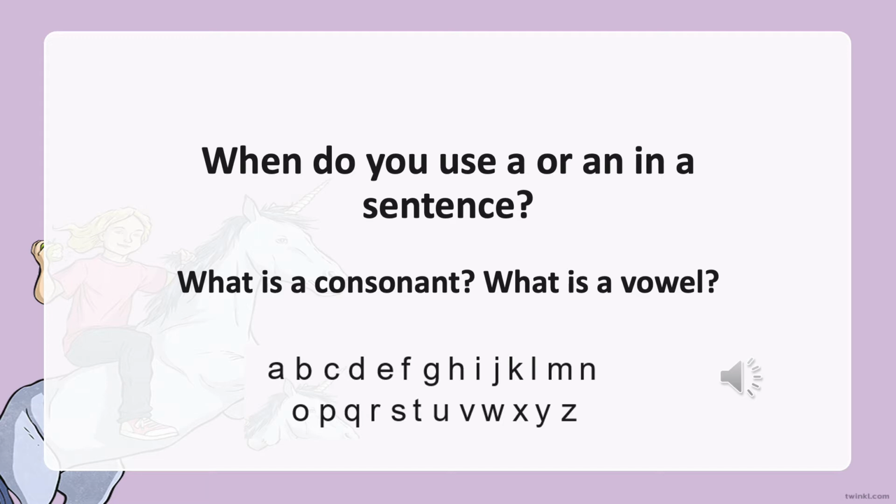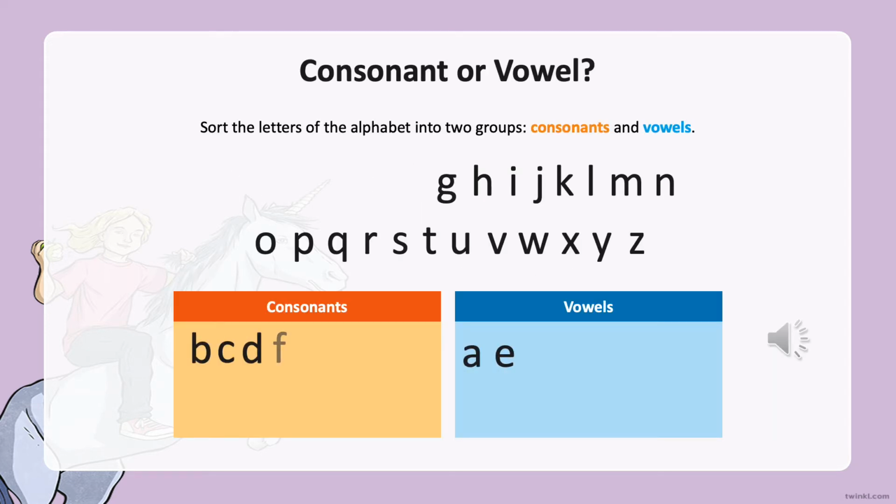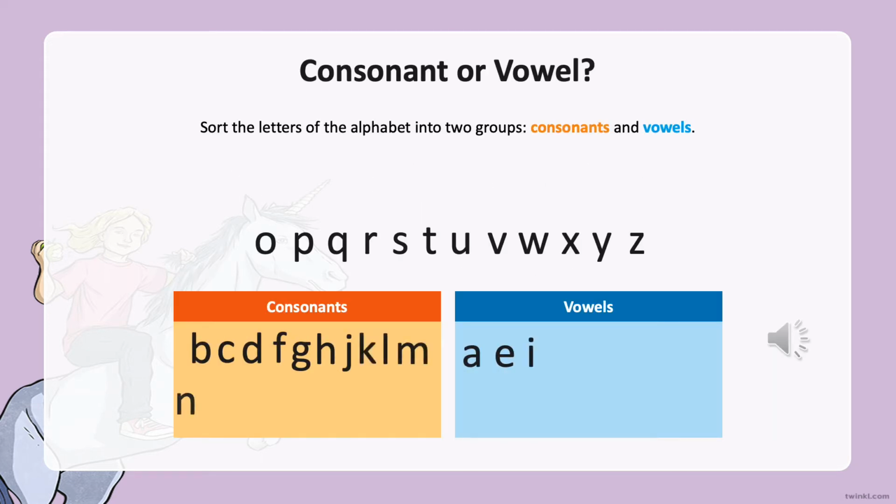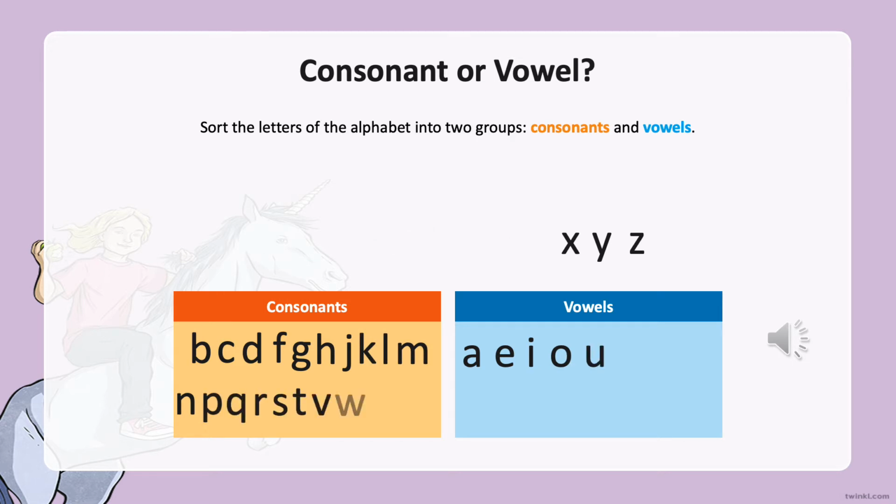Have a look at the alphabet below. Can you pick some consonants? Can you pick some vowels? Consonant or vowel? Can you group the alphabet into two main groups, consonants and vowels?